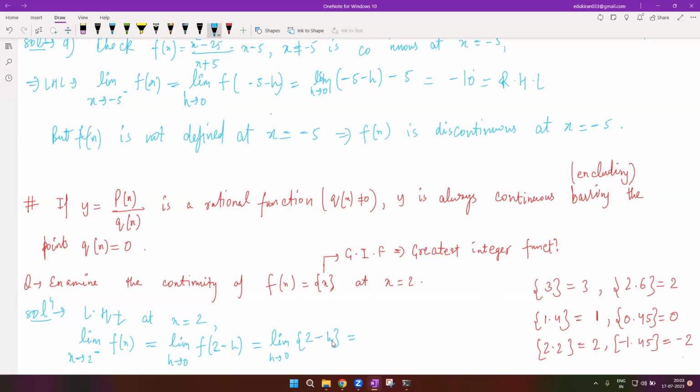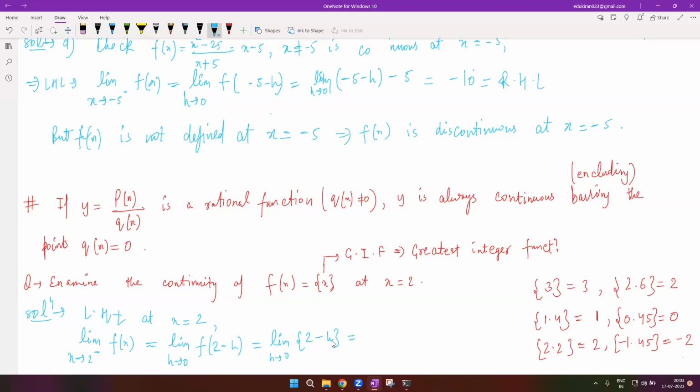Okay, so limit h tends to 0. We are solving GIF of 2 minus h. So don't put h as 0 directly. If you put h as 0, the answer will be 2. Right? You put h 0, then 2 minus 0 will be 2, and greatest integer function of 2 will be 2. That is the most common mistake everybody makes here.